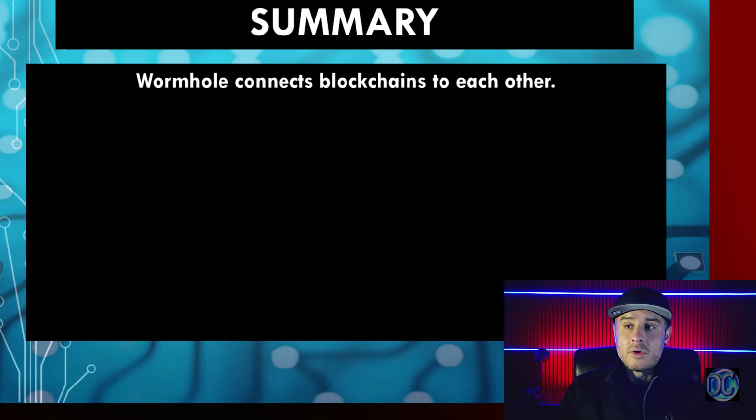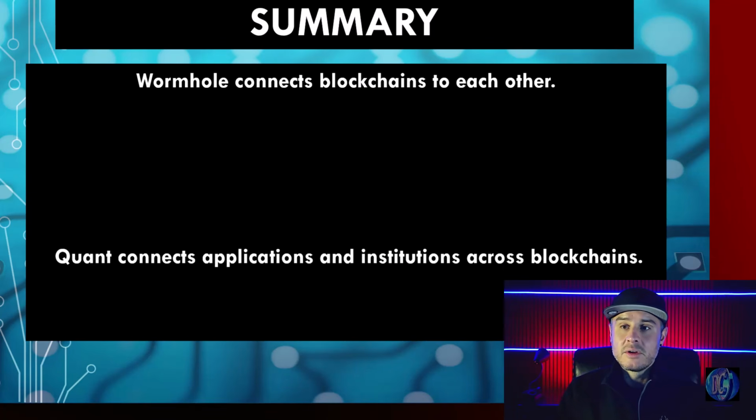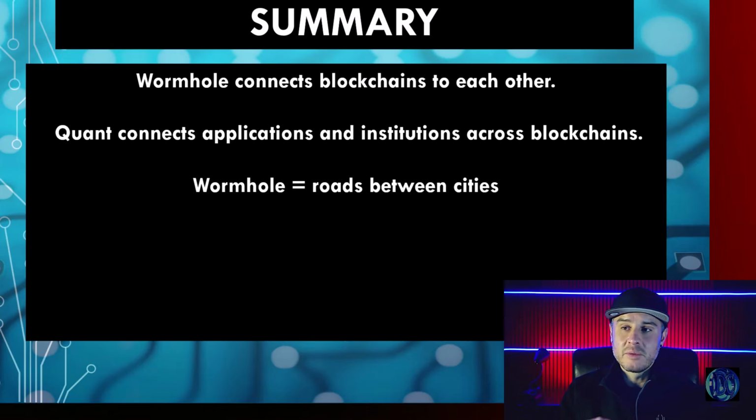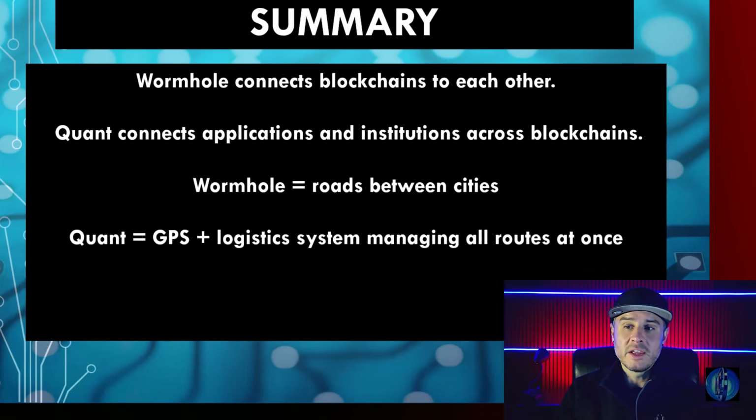So go ahead and check out your screen again with me here. Wormhole connects blockchains to each other. Quant connects applications and institutions across blockchains. Two different functions there if you're picking it up. So let's give a better understanding. Wormhole equals the roads between the cities, whereas Quant equals the GPS and logistics system managing all routes at once. Hopefully you see the difference here.